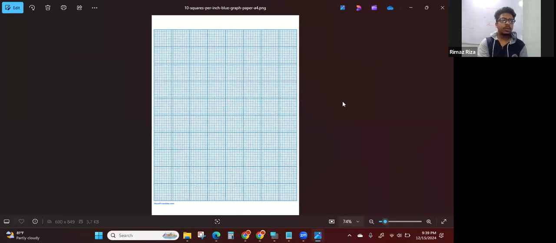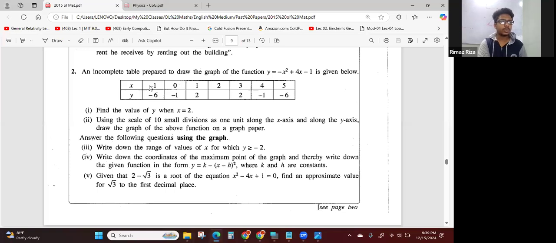Okay, so here you have to mark the axis. Before drawing the axis, the first thing you have to consider is the range. Here the range of x is -1 to 5, and the range of y is -6 to the maximum value 3. So -6 to 3, and x is -1 to 5. By considering that, you have to draw the graph.